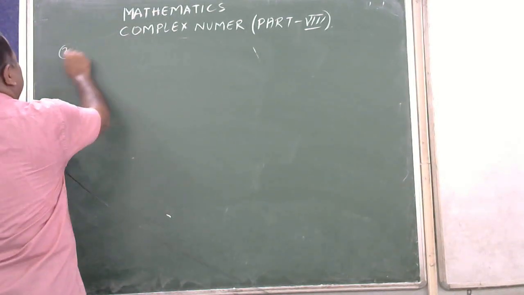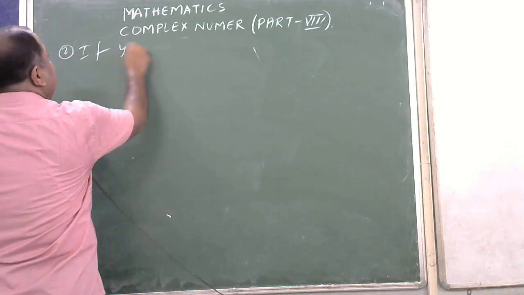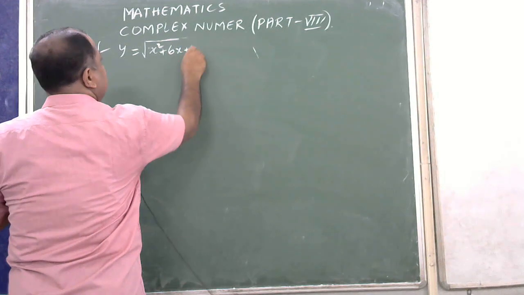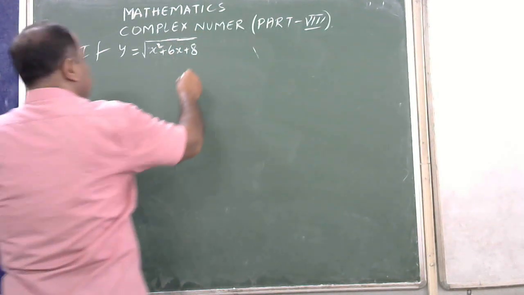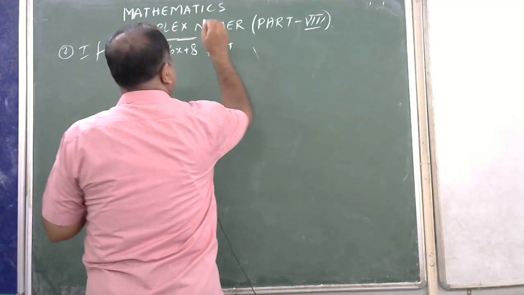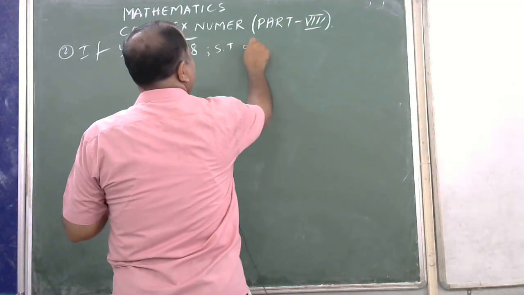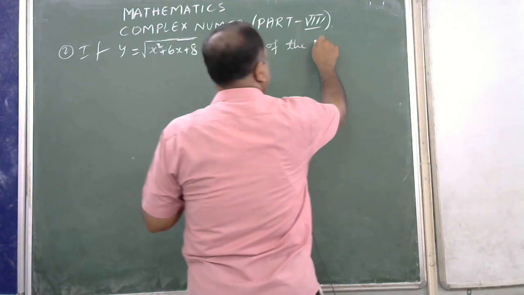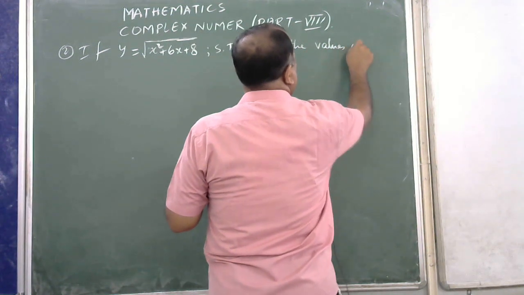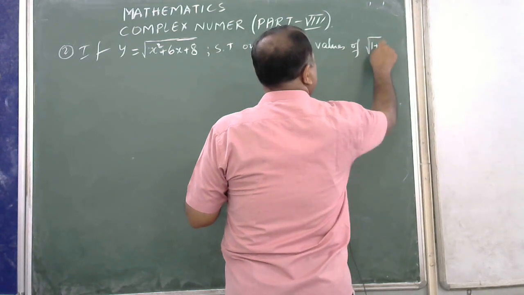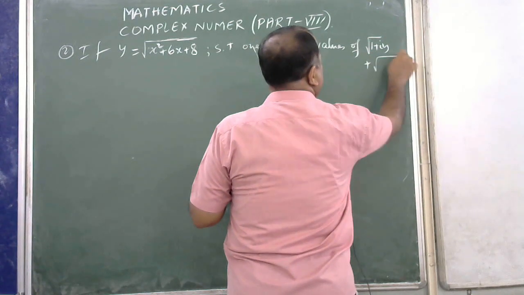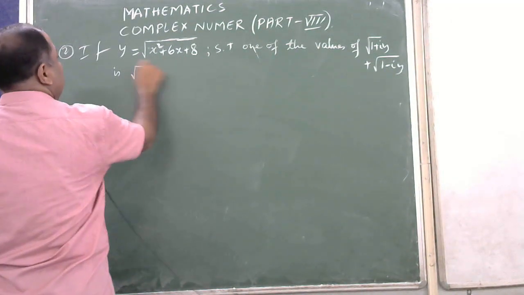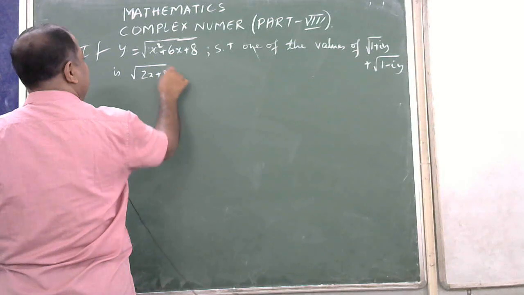If y is equal to root x square plus 6x plus 8, so that one of the values of root 1 plus iy plus root 1 minus iy is root over 2x plus 8.